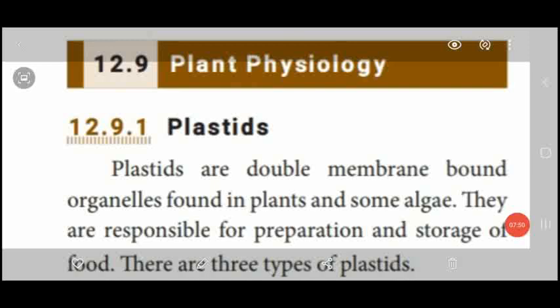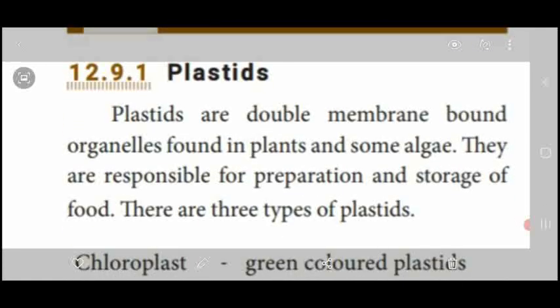Dear students, now we are entering into the topic of plant physiology. Plant physiology means the study of the functions of the organs present in the plant parts. First one, plastids. Plastids are colored pigments which are present in the plant parts.